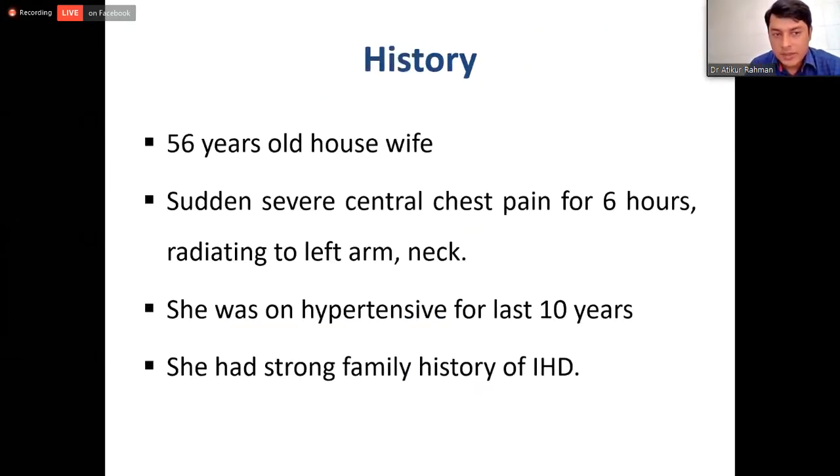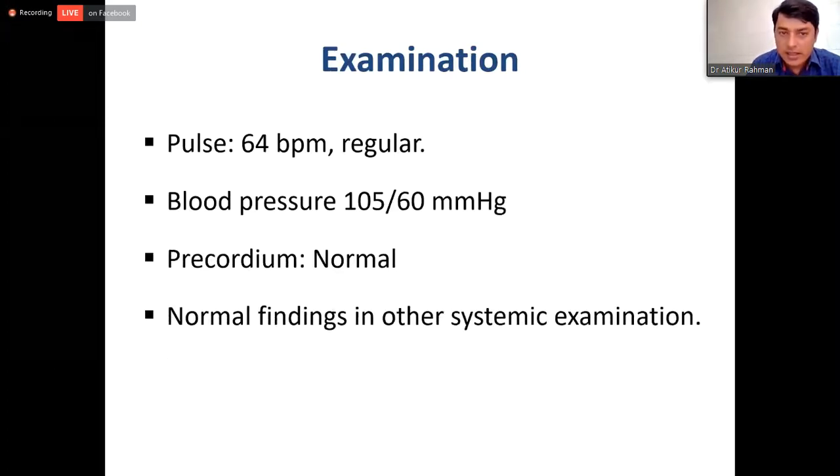This is a short history of my patient. She is a 56-year-old housewife who developed sudden severe central chest pain for 6 hours, radiating to the left arm and neck. She was on antihypertensives for the last 10 years and had a strong family history of ischemic heart disease. On examination, her pulse was 64 beats per minute, regular, blood pressure was 105/60 millimeters of mercury, and precordium and other systemic examination were normal.